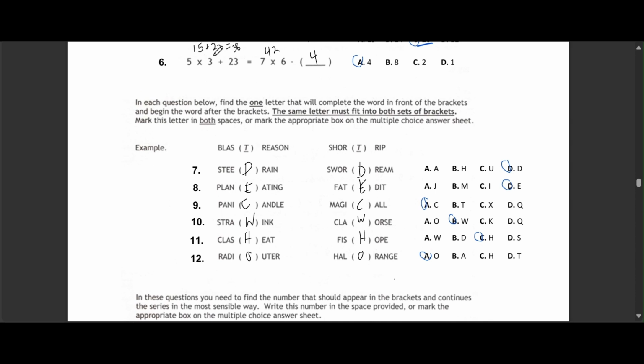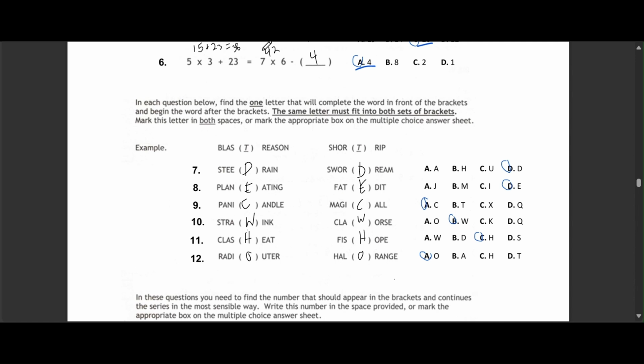Question 6. 5 times 3 plus 23 equals 7 times 6 minus what number? We have choices. A, 4, B, 8, C, 2, D, 1. The answer is A. Let's break it down. 5 times 3. That's like saying we have 5 groups of 3, which gives us 15. Then we add 23 to 15. If we add 15 and 23, we get 38.